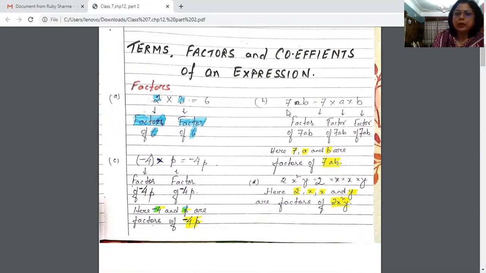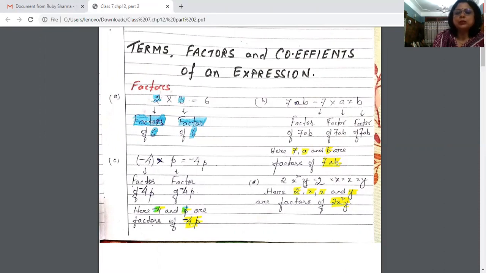Now when I say 7ab, it's 7 into a into b. So each of these, 7, a and b, will be a factor of the product 7ab. So what are the factors of 7ab? 7, a and b. So I hope you have got an idea about the factors. Now in this case, what are the factors of minus 4b? So how do you get minus 4b? By multiplying minus 4 into b. So factors of minus 4b will be what? Minus 4 and b.